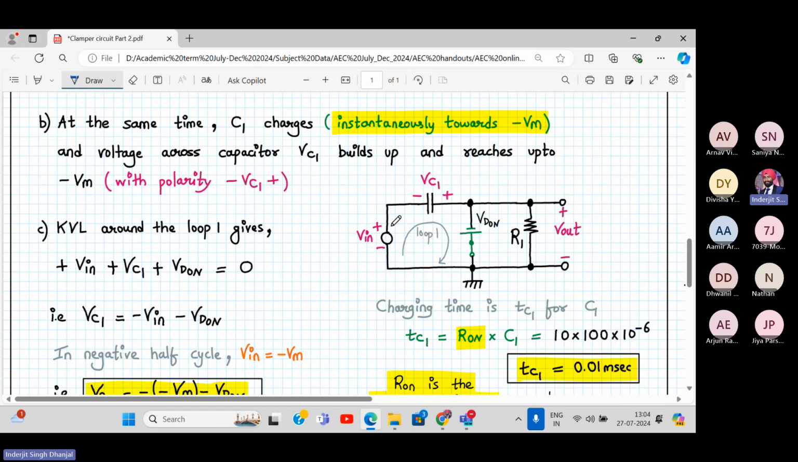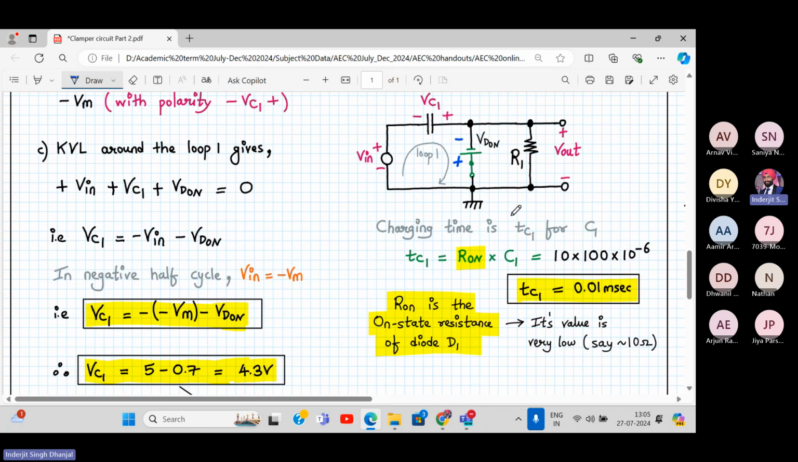Now, if you apply the KVL around the loop, you will get plus Vin plus Vc1. The polarity is minus plus. Just remember the polarity as this, not plus minus, it's minus plus because it's storing negative charges. So Vin plus Vc1 plus VD on, because you're going from negative to positive, so rise in potential, plus VD on equal to 0. So Vc1 will be minus Vin minus VD on.